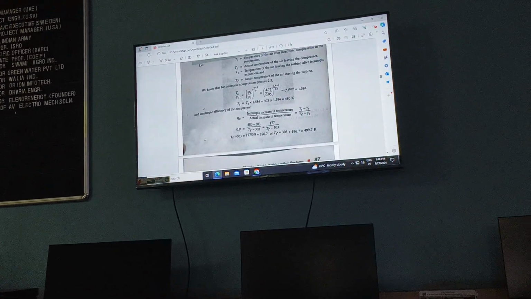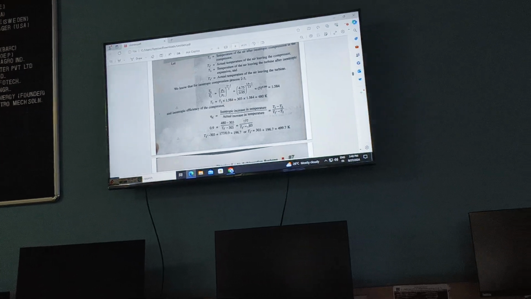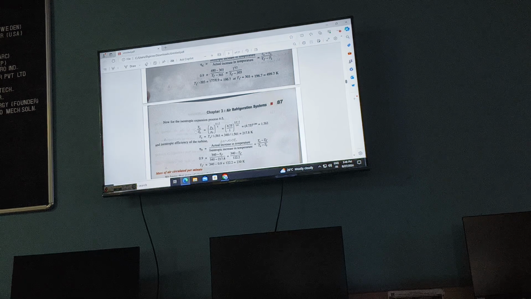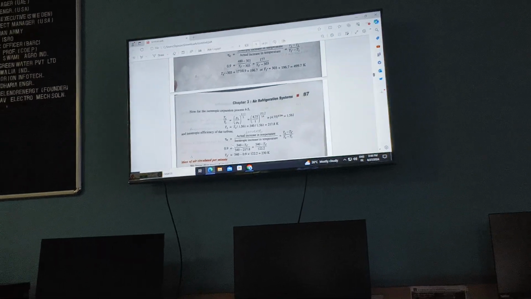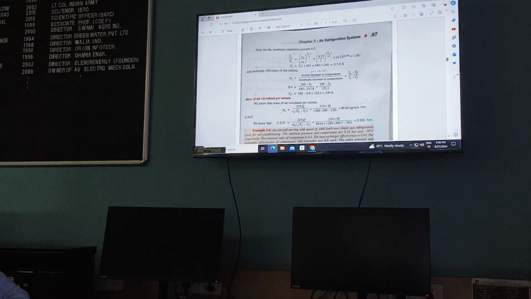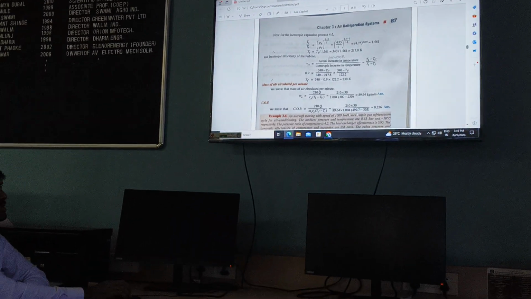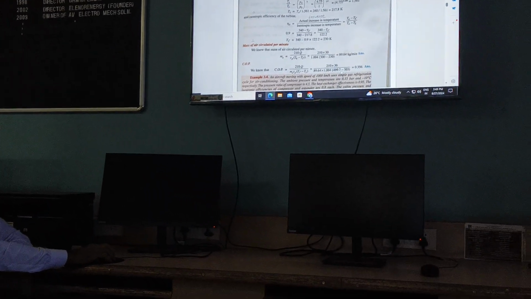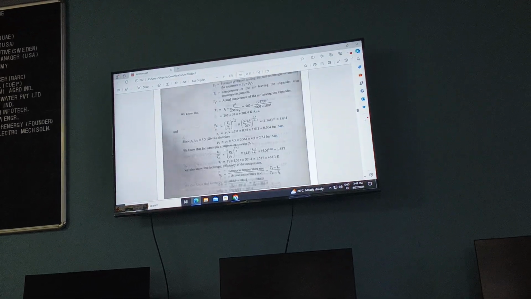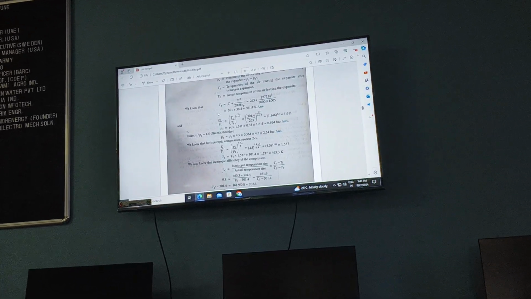Efficiency, calculate temperature, isentropic temperature, then actual temperature. Okay, then again isentropic temperature, actual temperature in the turbine. After this mass, and after this COP. Very simple, right? Here also a similar problem is there. Okay, first calculate this.